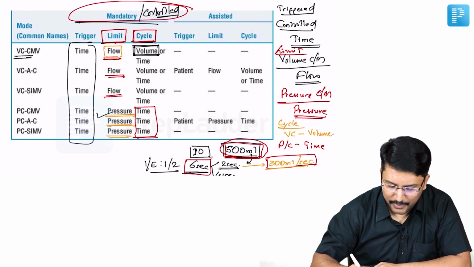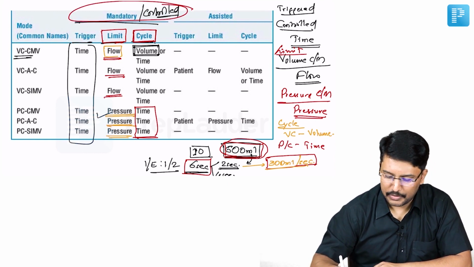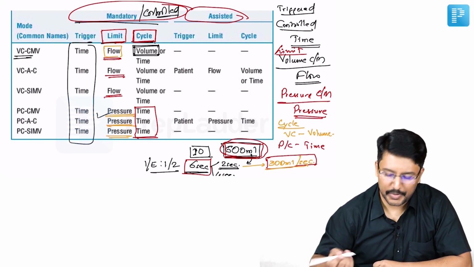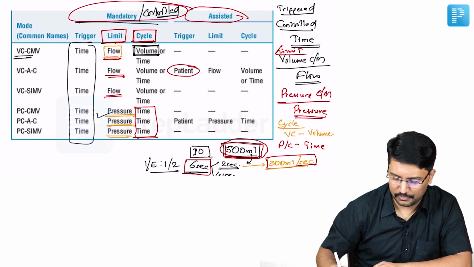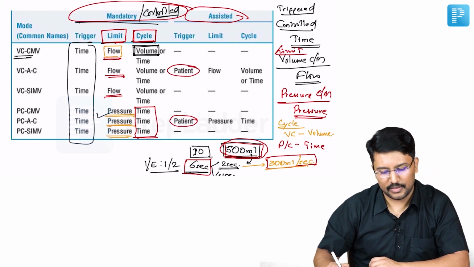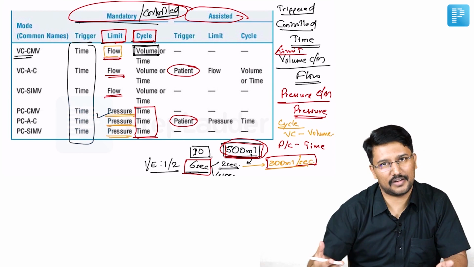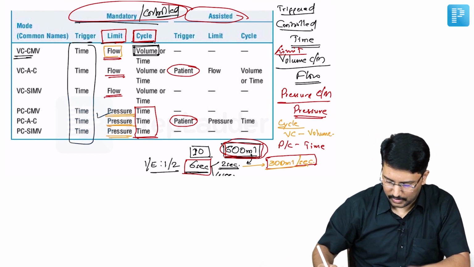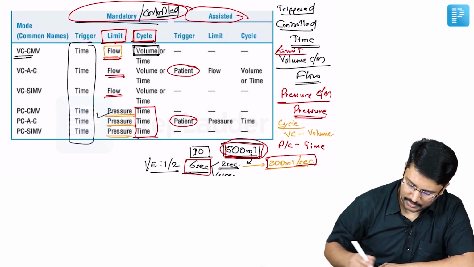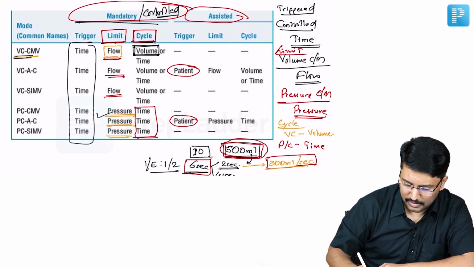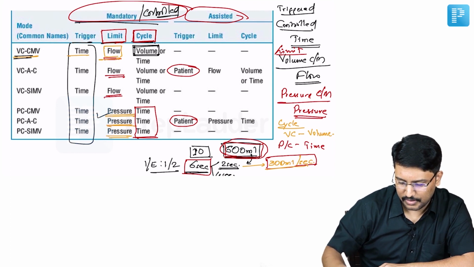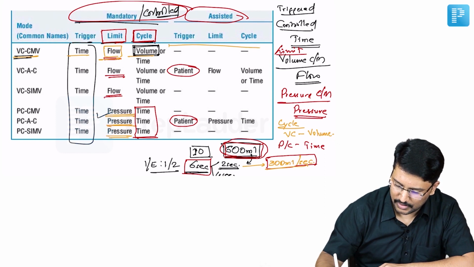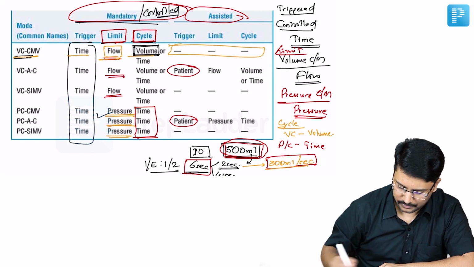So this was about mandatory breaths or controlled breaths. When we talk about assisted breaths or spontaneous breaths by the patient, the patient is always the trigger irrespective of the mode. For all the spontaneous breaths, obviously the trigger is the patient, not time or the machine. Now let us look at these individual modes. In volume control mode, time is the trigger, flow is the limit, volume is the cycler. And obviously it is a controlled mode, so there are no assisted breaths.